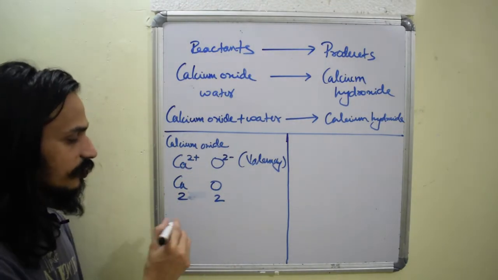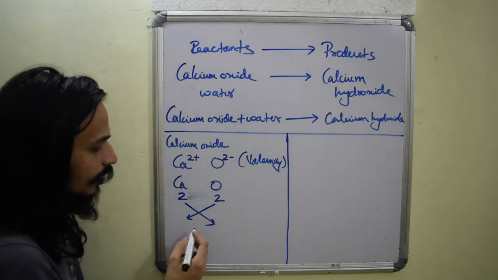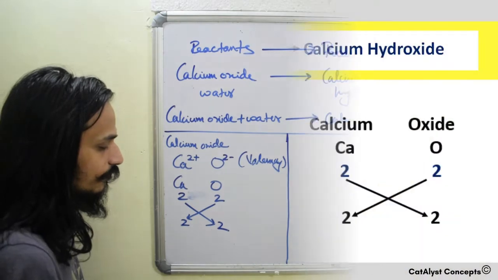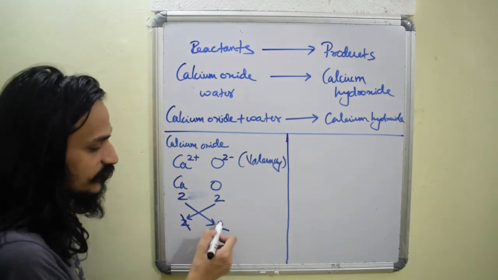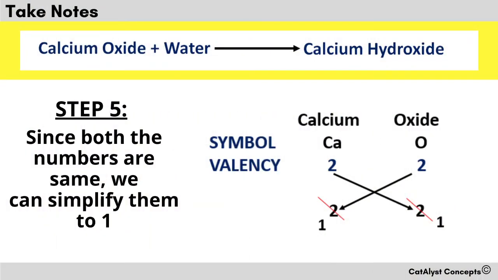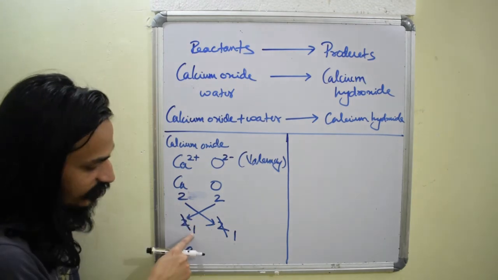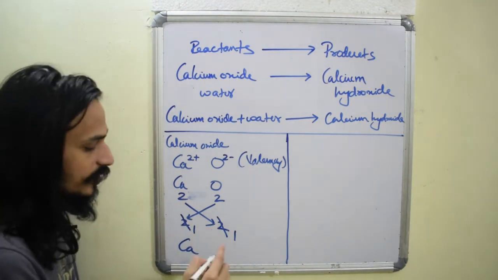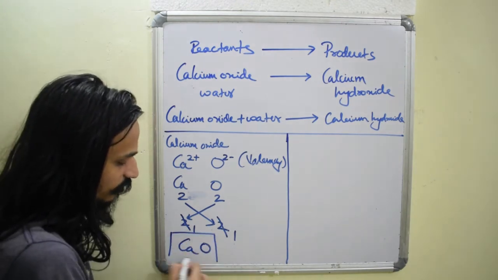What I am going to do is crisscross: I will send this to that side and bring this side. So now this is 2 and this is also 2. If they are both the same number, I can simplify them, just like in division, 1 and 1. Now I can simply write Ca followed by the number under C after crisscross. Right now it is 1. If it's 1, I don't need to write the number. Oxygen also has 1, so I don't need to write it. So for calcium oxide, my formula is CaO.